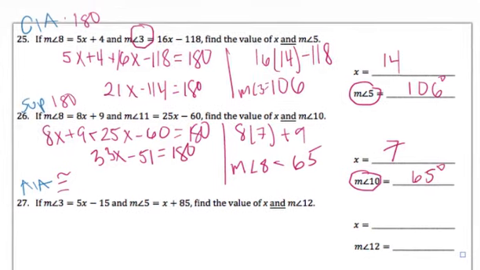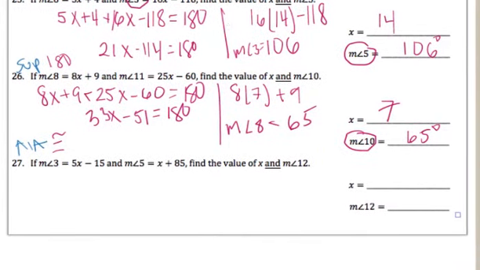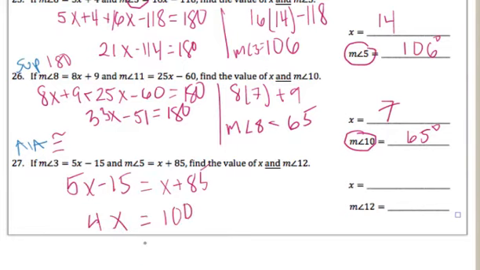Okay, last one. Let's give ourselves a little bit more room. These ones are congruent, so we're going to set them equal to each other. We got to move the x over here and then add the 15 over there, so we're going to end up with 4x equals 100. So x is going to equal 25. Didn't need the calculator for that.